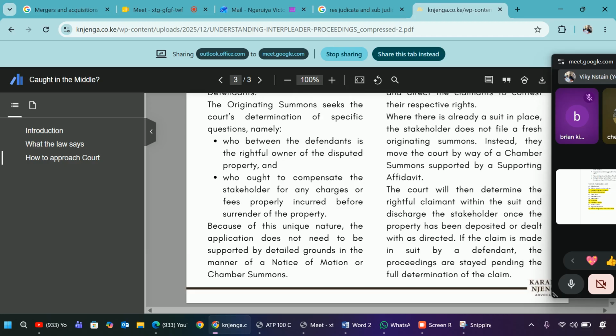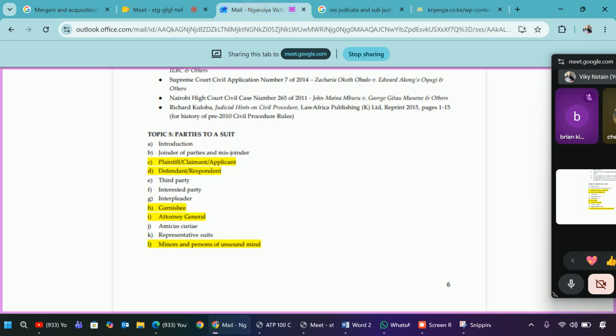Okay? So the court will then determine the rightful claimant within the suit and discharge the stakeholder once the property has been deposited or dealt with as directed. If the claim is made in suit by a defendant, the proceedings are stayed pending the full determination of the claim. Okay, so those are the key takeaways when it comes to interpleader proceedings.